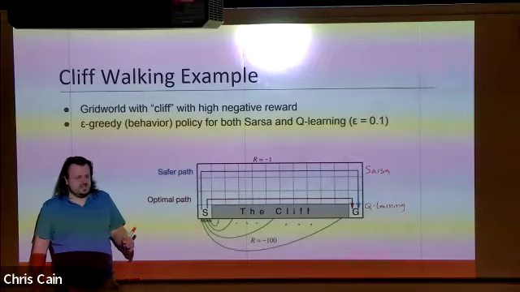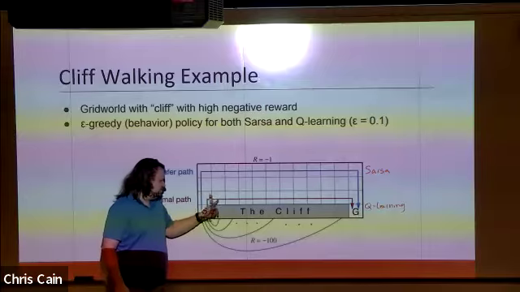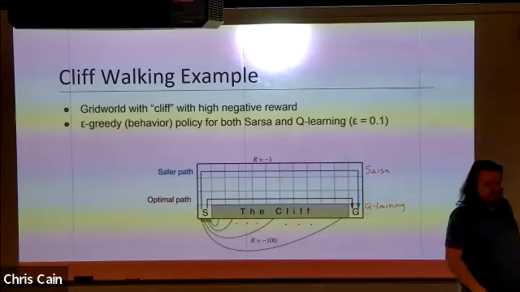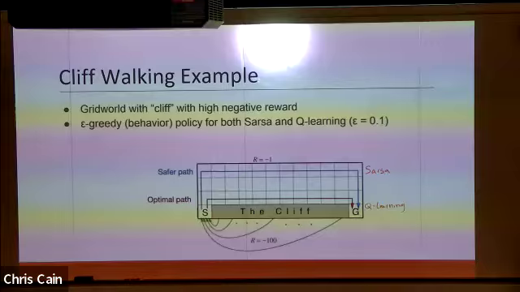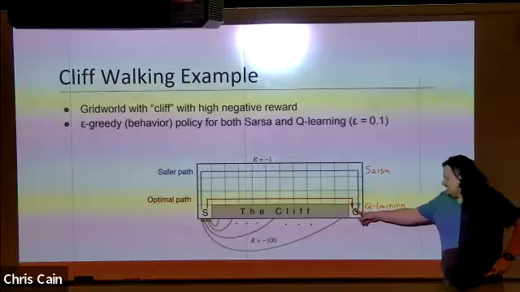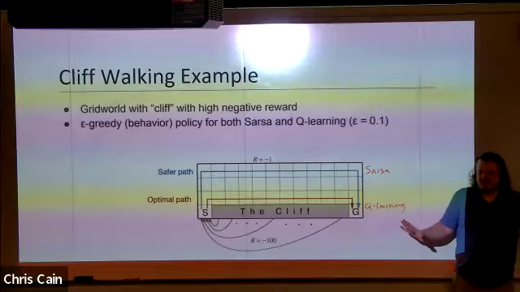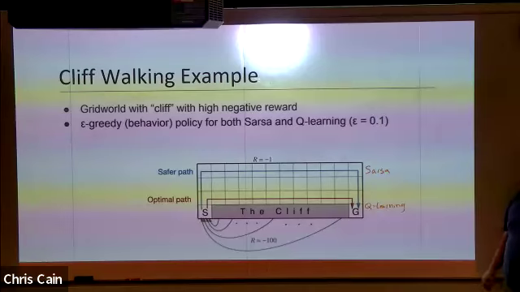A 95% success rate to the power of 1, 2, 3, 4, 5, 6, 7, 8, 9, 10, 11, 12, 13 consecutive moves. What is 0.95 to the 13th power? Someone with a calculator tell me. 0.95 to the 13th. 0.51. So there's about a 50% chance that Q-learning falls off the cliff, and a 50% chance that it makes it there. With just a 5% chance of taking an exploratory action.